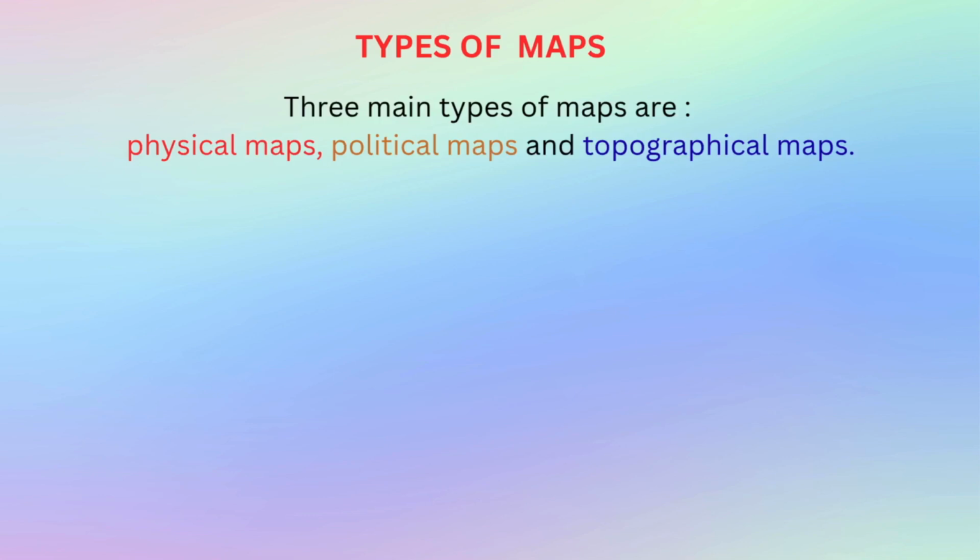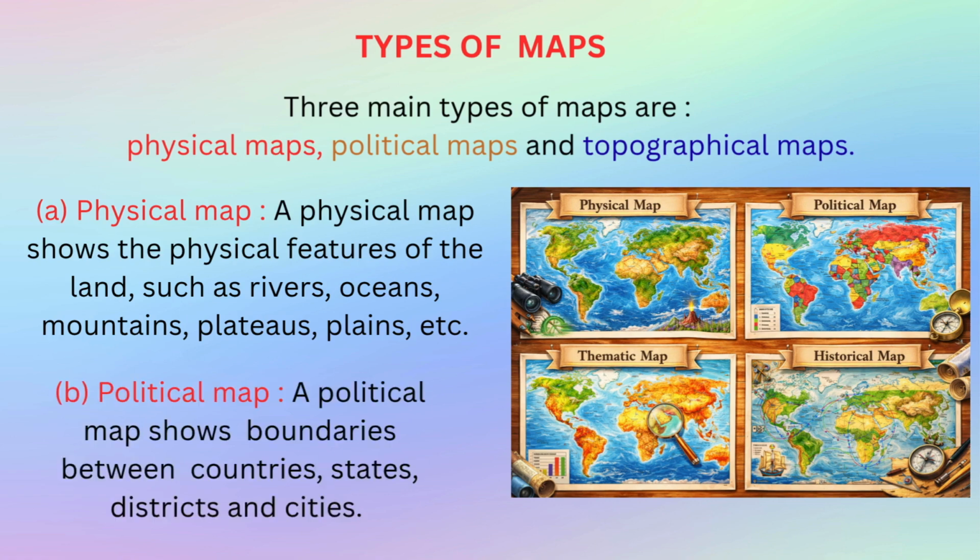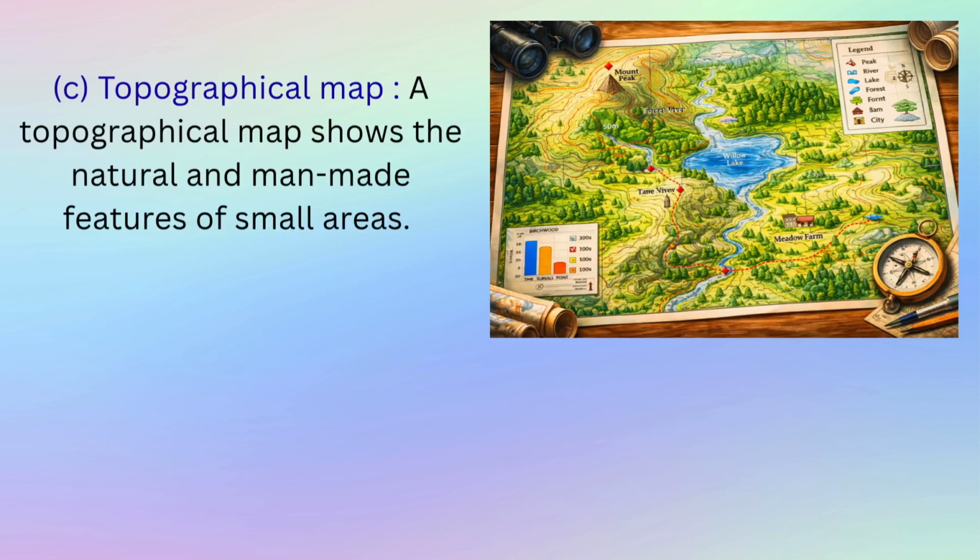Types of maps. 3 main types of maps are physical maps, political maps and topographical maps. A. Physical map. A physical map shows the physical features of the land, such as rivers, oceans, mountains, plateaus, plains, etc. B. Political map. A political map shows boundaries between countries, states, districts and cities. C. Topographical map. A topographical map shows the natural and man-made features of small areas.